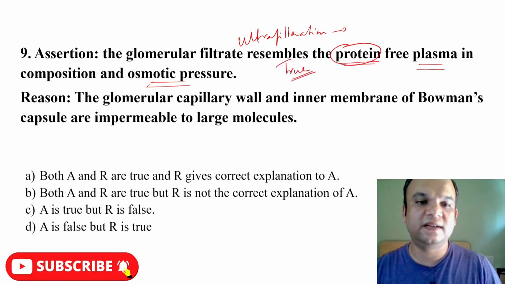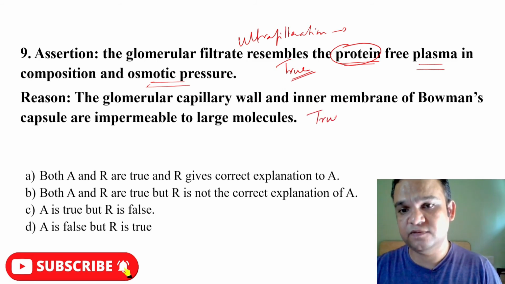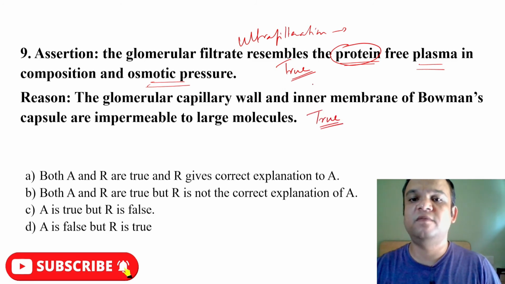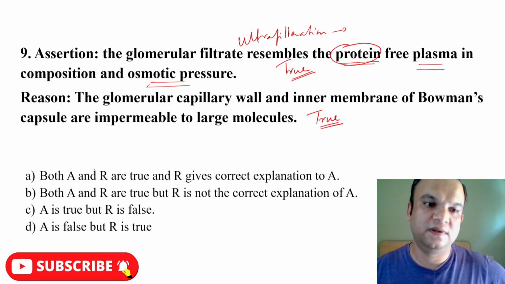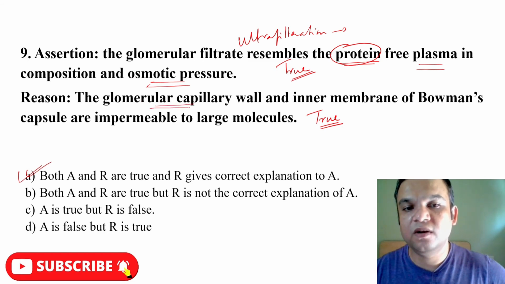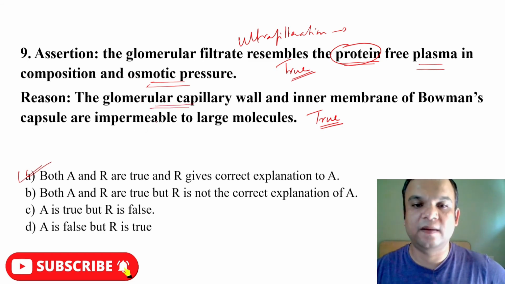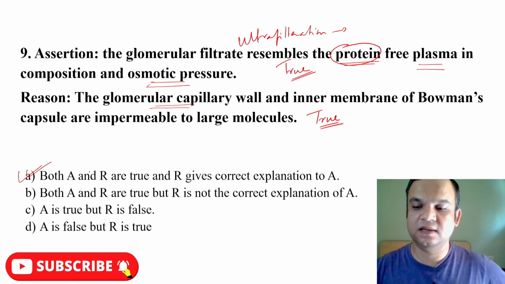Whereas the reason states that the glomerular capillary wall and inner membrane of Bowman's capsule are impermeable to large molecules. Definitely they are impermeable, and that is why the proteins cannot pass through the Bowman's capsule membrane. The statement is true, but is it giving the explanation to assertion? It is giving the explanation to assertion, because the impermeability of the glomerular capillary wall and the Bowman's capsule does not allow the proteins to get filtered out, and that is why A is the correct answer.